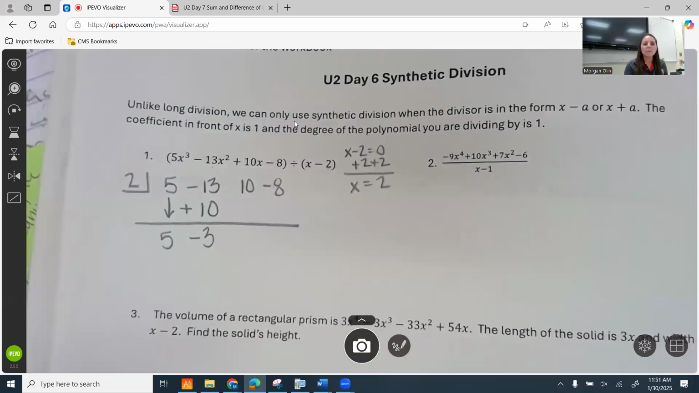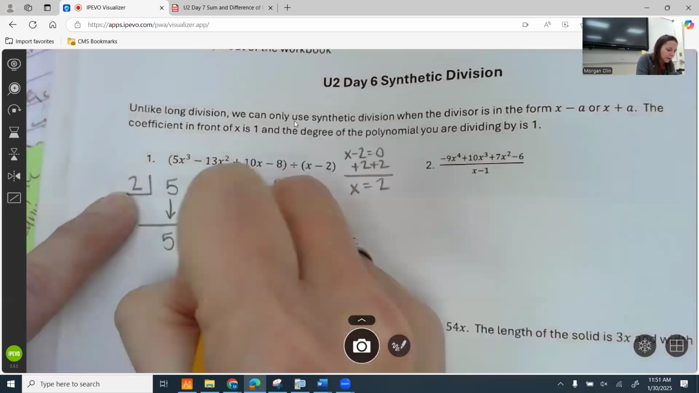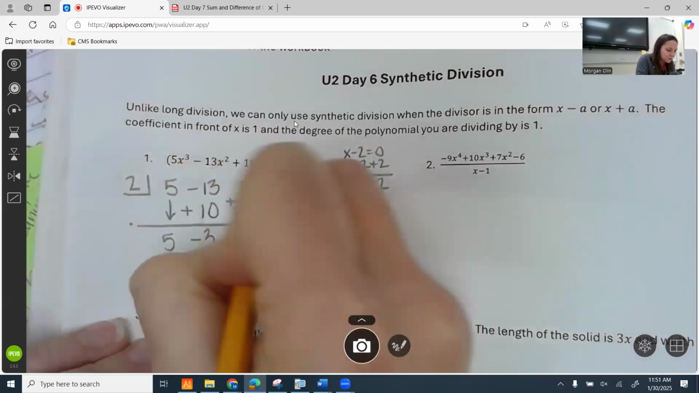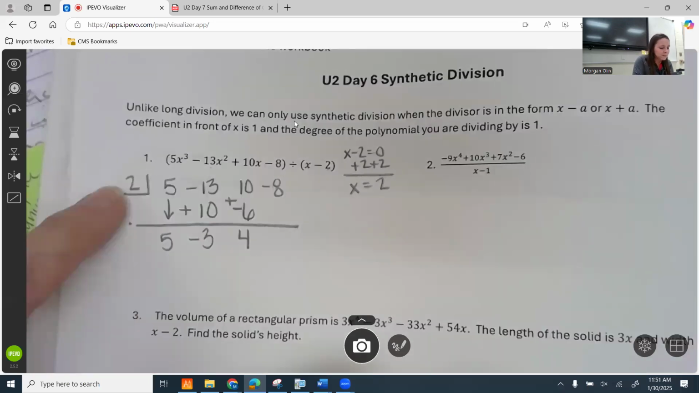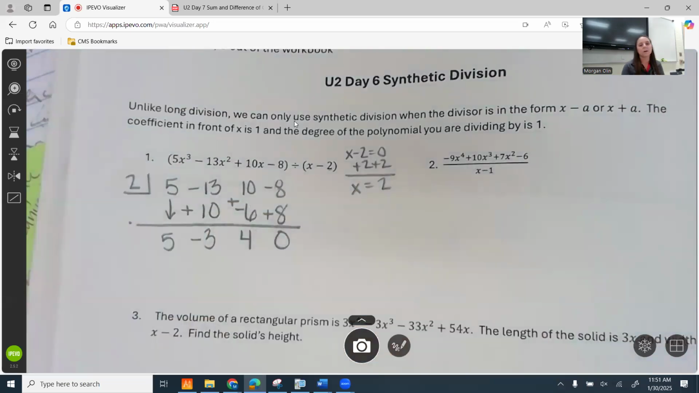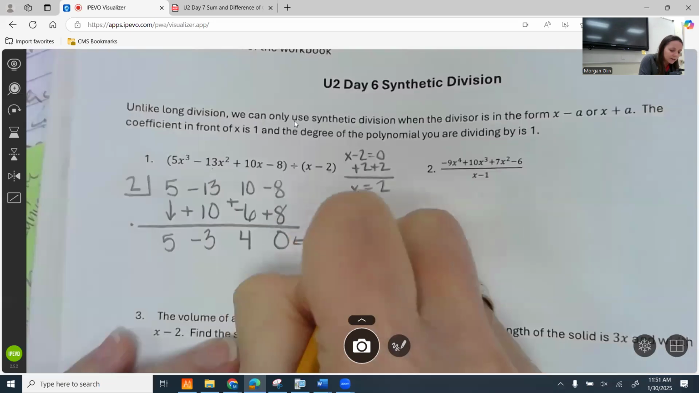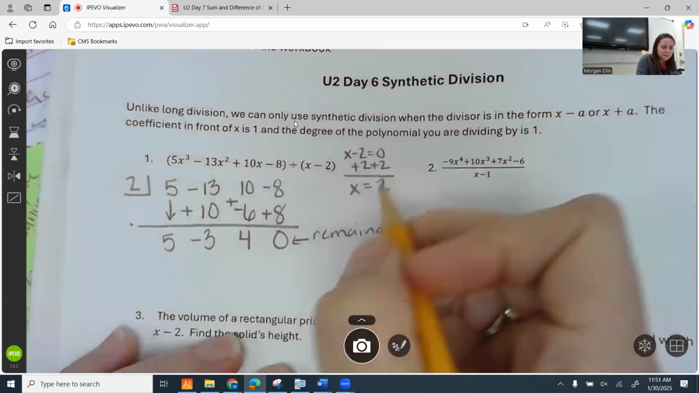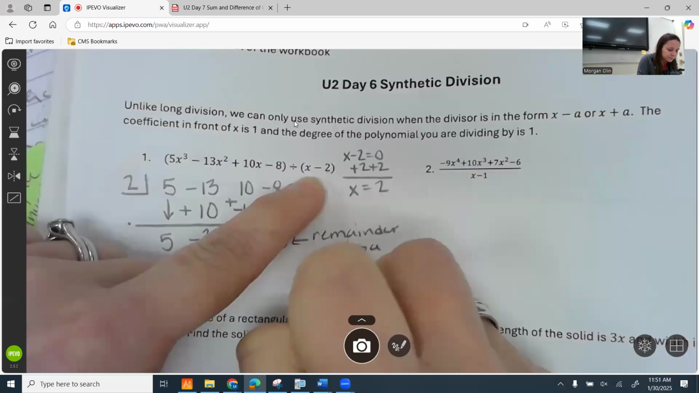Now we start all over again. Once you get to this point, we take -3 and multiply it by 2, and we get -6. Now again, we add these two numbers, so this gives us 4. 2 times 4 is 8, and we add this and we get 0. Well, guess what? This is our remainder. And what did it mean yesterday when we had a remainder of 0? What it means is this thing that I'm dividing by, x minus 2, is a factor.